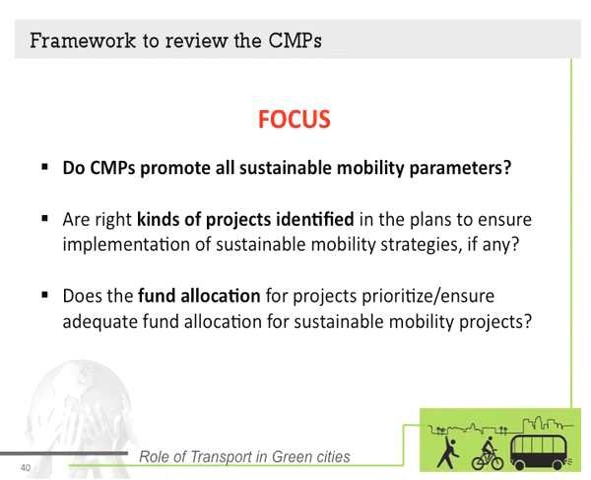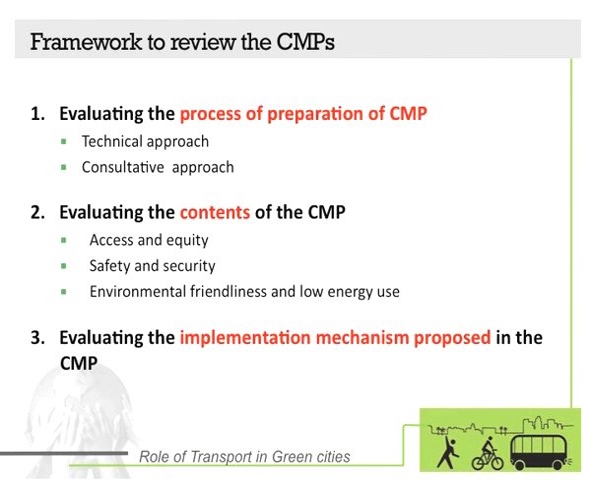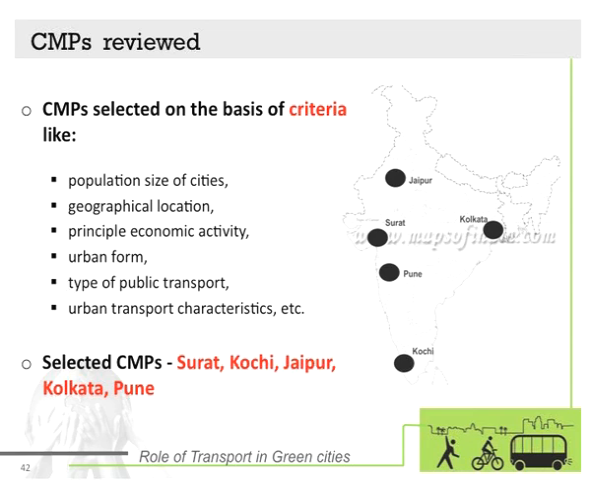This is a very simple overview of our framework. We looked into the process of preparation of the CMP, the technical process, the consultative process, the contents of the CMP, how it promoted sustainable mobility parameters, and we also looked into evaluating the implementation mechanism proposed in the plan. We've looked into 5 CMPs: Surat, Kochi, Jaipur, Kolkata, Pune. We did this analysis some time back, but it still holds true because none of these CMPs have been revised after that, and they stand the way they are.